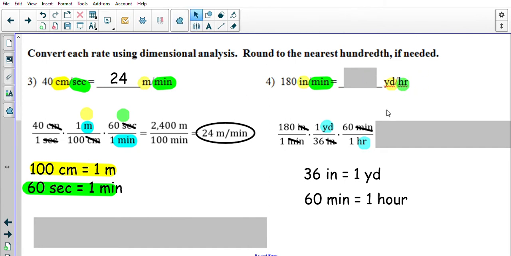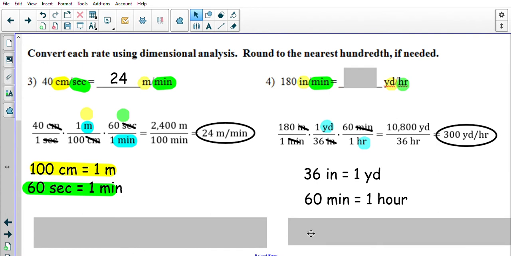So if we take 180 times 60, that will get us 10,800 yards on the top, 36 hours on the bottom. Now finish by dividing. We take 10,800 divided by 36, and we get 300 yards per hour.